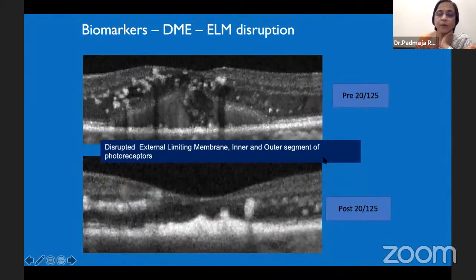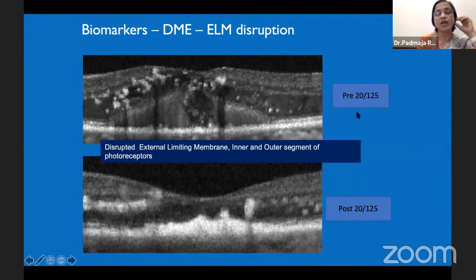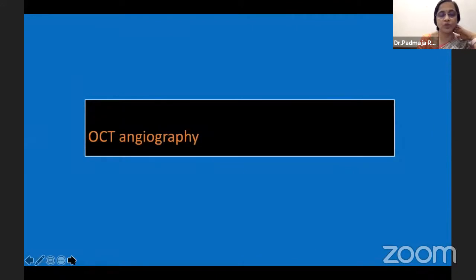So this is very important, because a patient who has intact photoreceptors, when you give injections, there is a likely chance that the patient's vision will improve. Whereas, for example, in this patient, the pre-injection vision is 21-25, and after injection also 25. OCT might be doing well, but because of the layers' disruption, it may not help the patient very well. So that's how OCT can help as a prognostic factor.